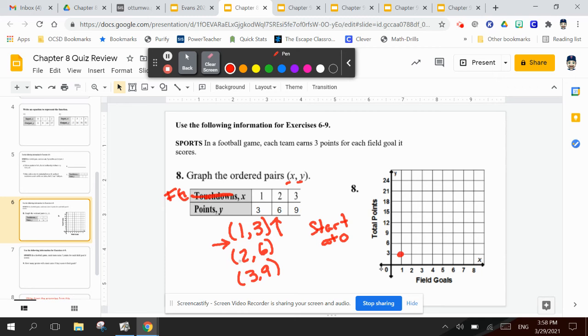The second ordered pair is 2, 6. So I go over to the right 2 and up to 6. So starting at 0, I go over to 2 and up to the value of 6. 3, 9, same thing. 3 to the right, up 9. So start at 0. 1, 2, 3 to the right. 1, 2, 3 is here for 9.